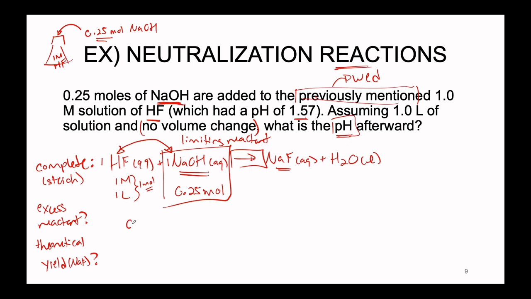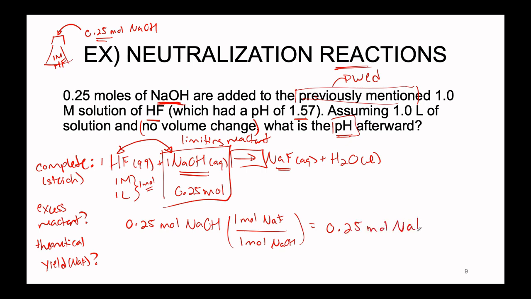Because it is the limiting reactant, all 0.25 moles of our sodium hydroxide are going to get used up in this 1-to-1 reaction, 1 mole of sodium hydroxide being converted into 1 mole of our sodium fluoride, meaning that we're going to generate 0.25 moles of sodium fluoride, right? This is going to be our theoretical yield calculation.